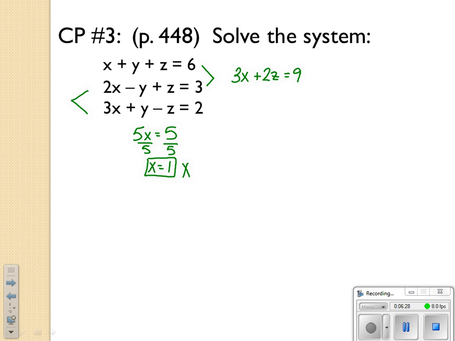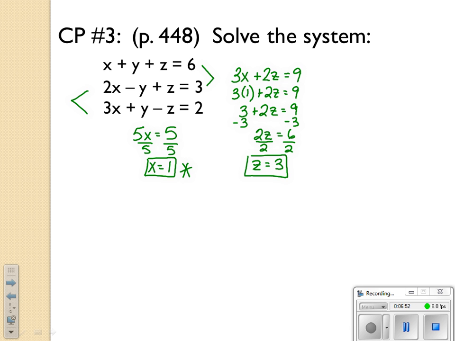Using what I already know, I'm going to insert that 1, start simplifying, get rid of my 3, and get rid of the 2 by dividing both sides. So now I have a second numerical value for z.